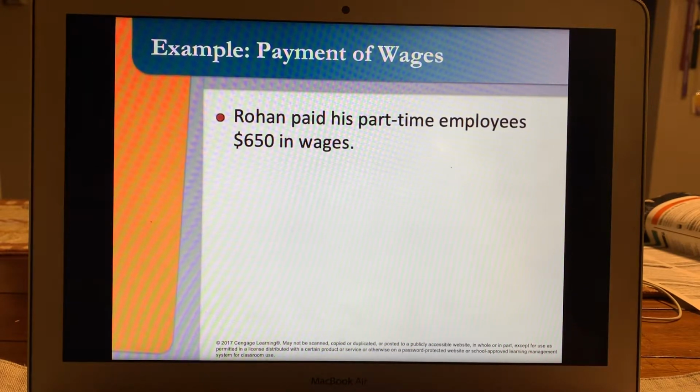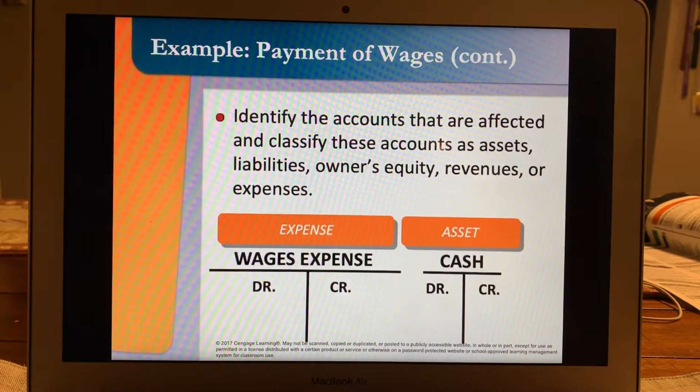Paid his part-time employees. Rohan paid his employees $600 in wages. So automatically you're going to pay. You want to pay your employees in cash. Okay, never create an account payable if you can. Sometimes people do it, but I try to stay away from it. So our expense account is wages expense, and then our asset will be cash.